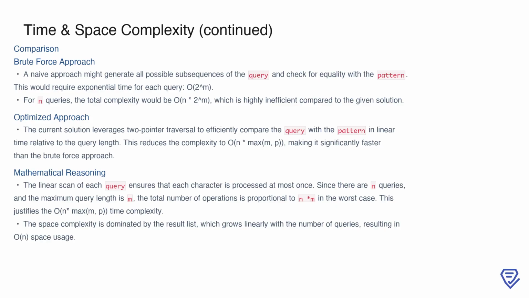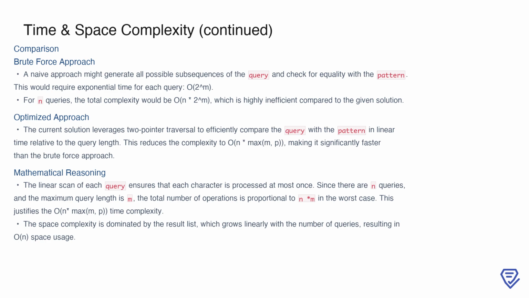In contrast, the optimized solution avoids this inefficiency by using a two-pointer traversal to directly compare each query with the pattern. This method processes each query in linear time relative to its length, reducing the total complexity to O(n * max(m, p)). Mathematically, the linear scan guarantees that every character in a query is evaluated at most once.